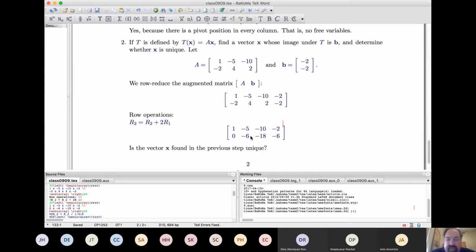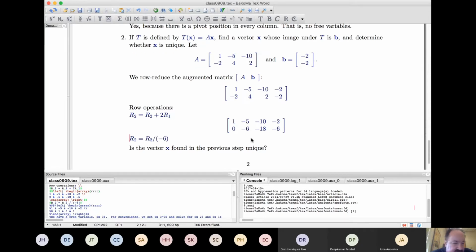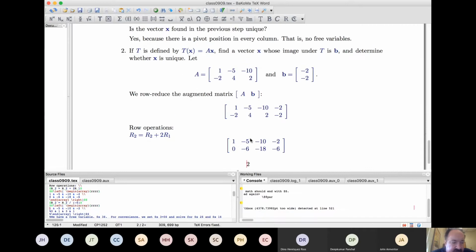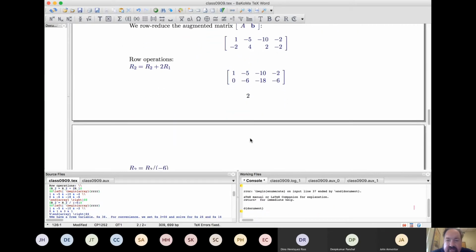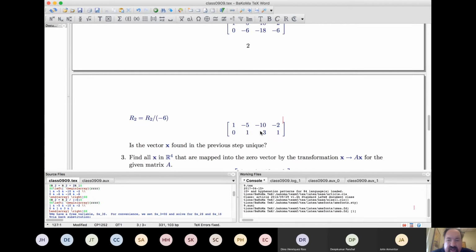Yeah, because we only have 2 rows, so you can have at most 2 pivot positions. But we have 3 columns in the matrix, so yes, there will be a free variable. Now, for convenience, not required, but it makes things easier later, every element here is a multiple of 6. I'm going to divide the second row by -6, just to make the numbers a little nicer.